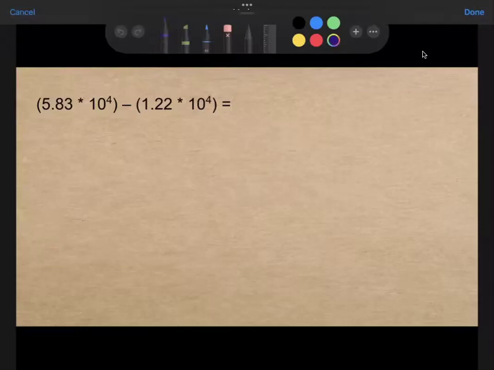Okay, here is our next example. We're going to take 5.83 times 10 to the 4th and subtract 1.22 times 10 to the 4th. Since they both have the same exponential number, I'm going to leave that alone for now. I'm going to start by writing 5.83 here, and then 1.22 here. And then I'm going to subtract those and put a decimal down here.